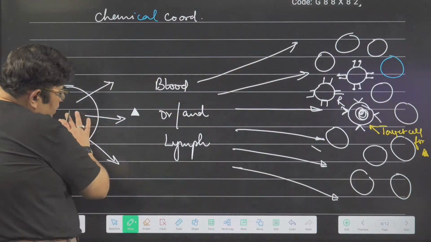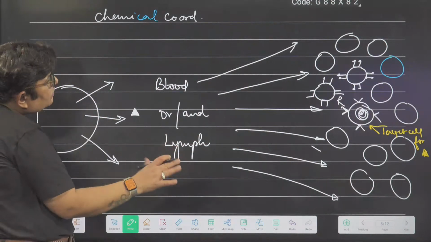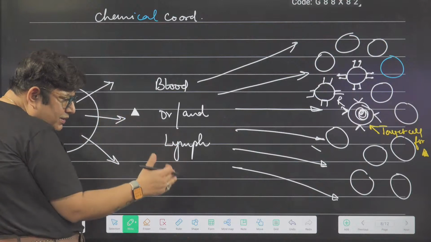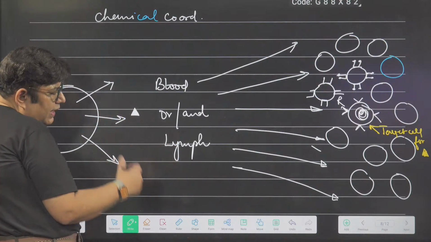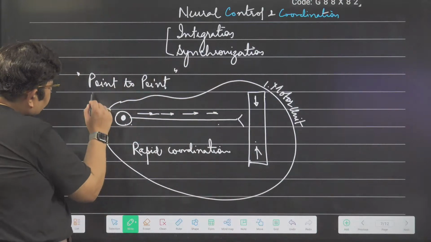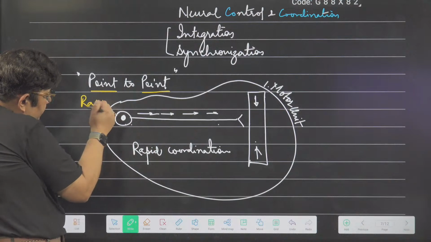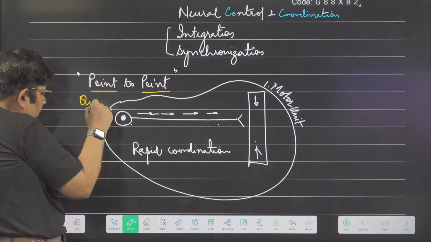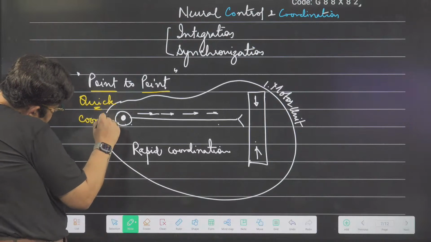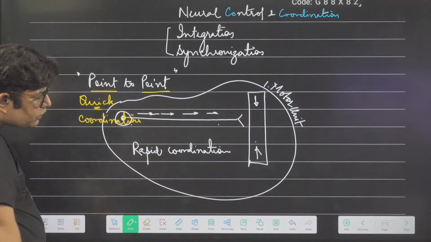So this is diffuse. Any disadvantage? As such, there is no advantage or disadvantage. Our body requires both types of responses. Characteristically, the previous one, the point-to-point or end-to-end, is for rapid coordination, for quick coordination.